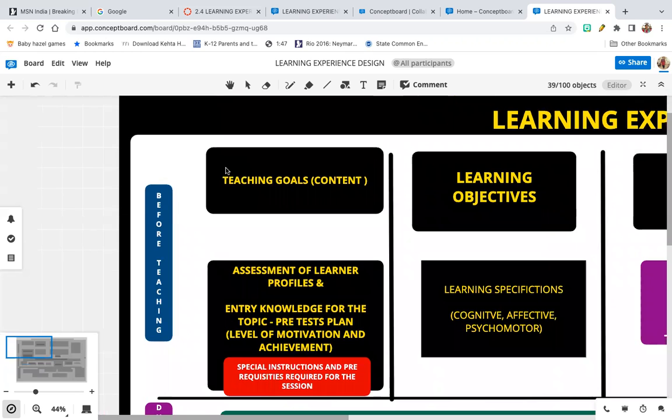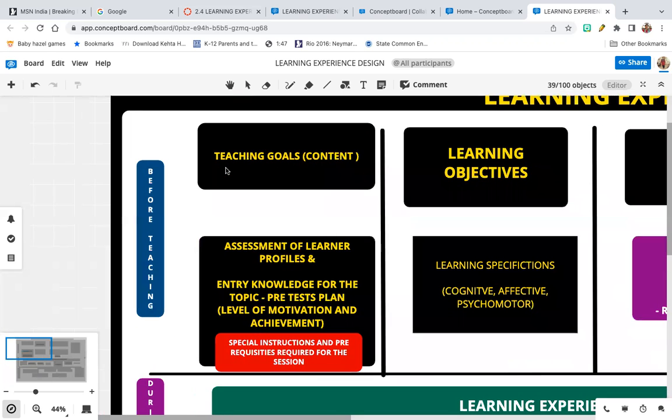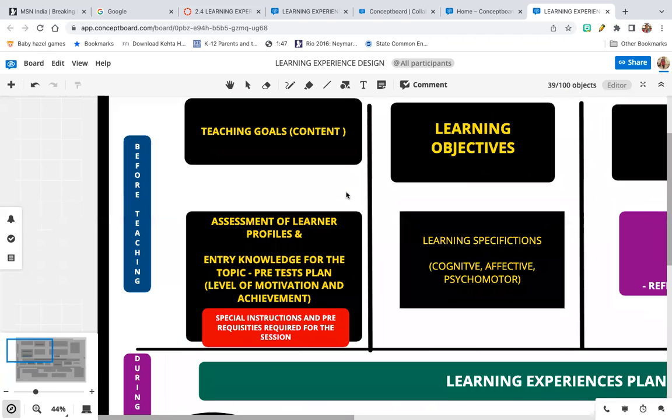So when you look at before teaching, you have your teaching goals that come directly from the content. It tells you what you have to teach. That is the teaching goals. So you can lay down your teaching goals depending upon the content that you are teaching.